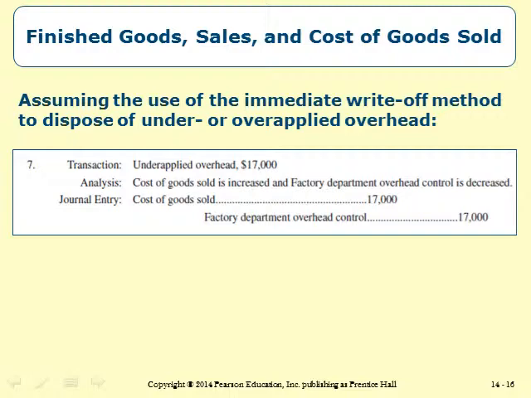So, as discussed more on pages 536 through 538 of Chapter 13, the Enriquez Company disposes of under- or over-applied overhead by some method at year end. We'll assume it uses the immediate write-off method, so it adds the $17,000 of under-applied overhead to cost of goods sold. And that's what our journal entry here, number 7, is doing. It's debiting cost of goods sold, so it's increasing the cost on the income statement, and decreasing the holding account, or that balance sheet account, of factory department overhead control.